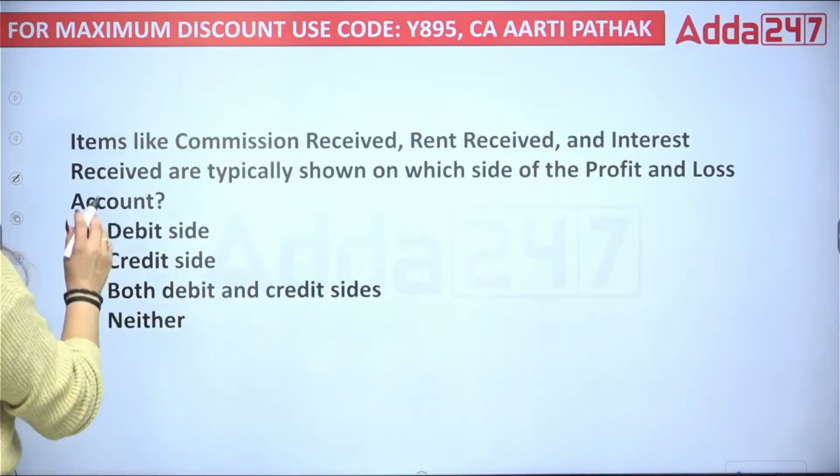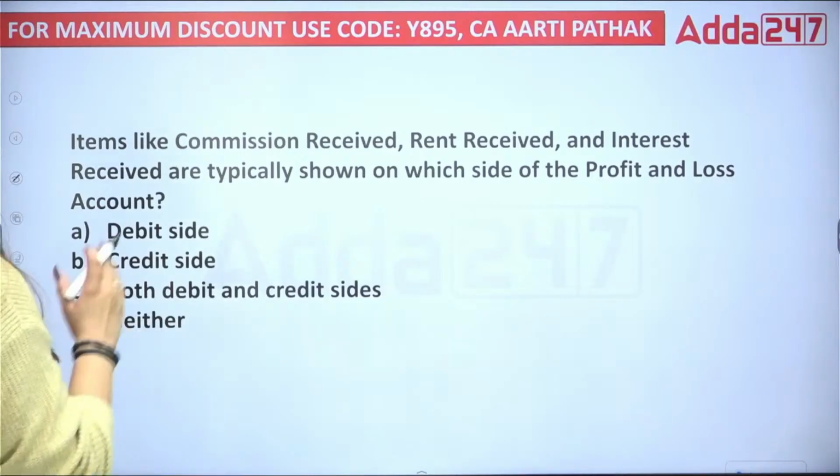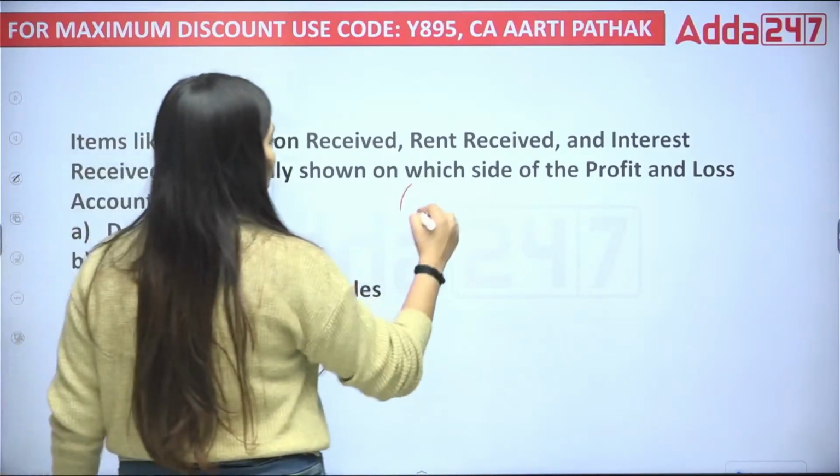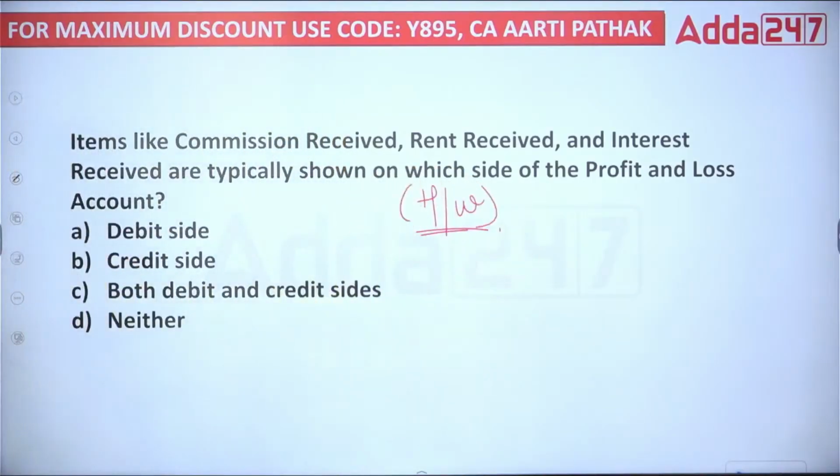Next, items like commission received, rent received, interest received, are typically shown on which side of the profit and loss account? And this is your homework question now. Let's see whether you can give me the right answer or not. Debit side, credit side, both debit, both credit, neither. Okay, so this is your homework question.